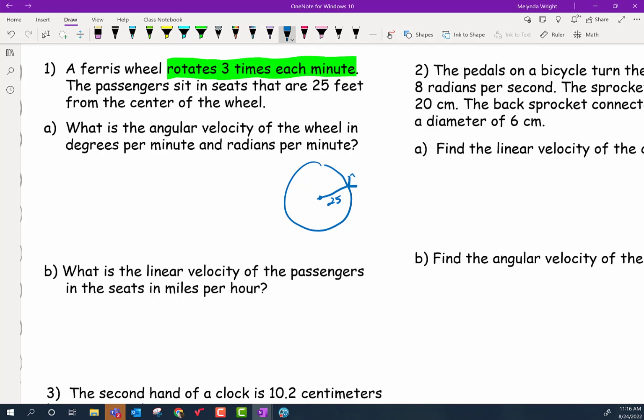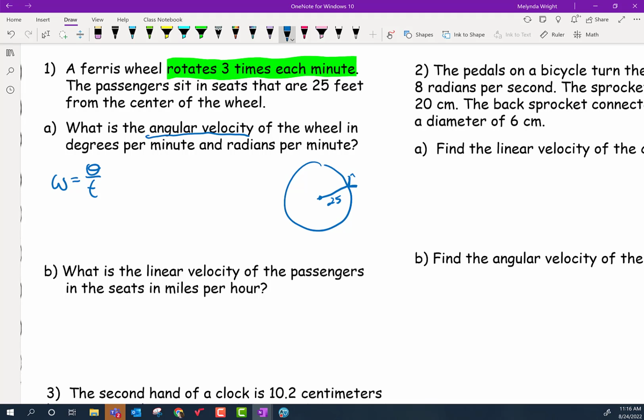All right, so let's look at what they want. First, they want the angular velocity of the wheel in degrees per minute and radians per minute. So now they're going a little crazy on us. When they ask you for something, the first thing you should do is write down the formula. If you don't write down the formula, you're going to be lost. Write down the formula. It gives you direction. So angular velocity is omega equals theta over t, or angle measure divided by time.